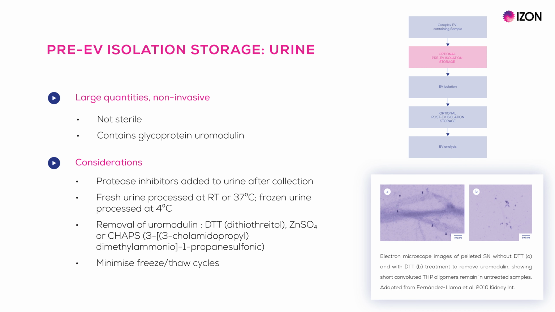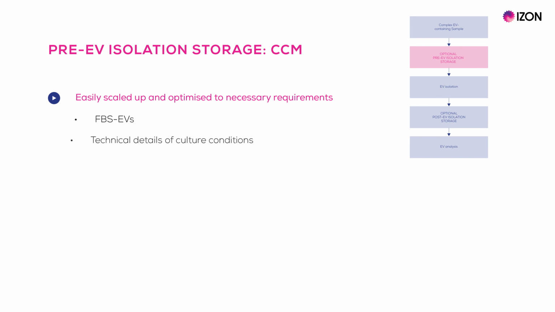A single freeze-thaw cycle in cell-free urine has been shown to significantly decrease EV concentration. Therefore, freeze-thaw cycles should be minimized. Urine should be stored at -80 degrees Celsius, as storage at higher temperatures, even -20 degrees Celsius, can increase EV loss.